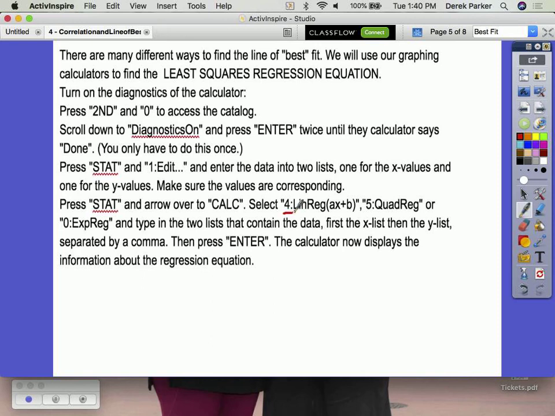Number 4 is linear regression, meaning it looks like a linear line. Next is a quadratic equation. Quadratic regression means it looks like a parabola. And then the last is exponential regression, where it looks like an exponential function. And type in the 2 lists that contain the data, first the X, then the Y, separated by a comma. Then press enter. The calculator now displays the information about the regression equation.